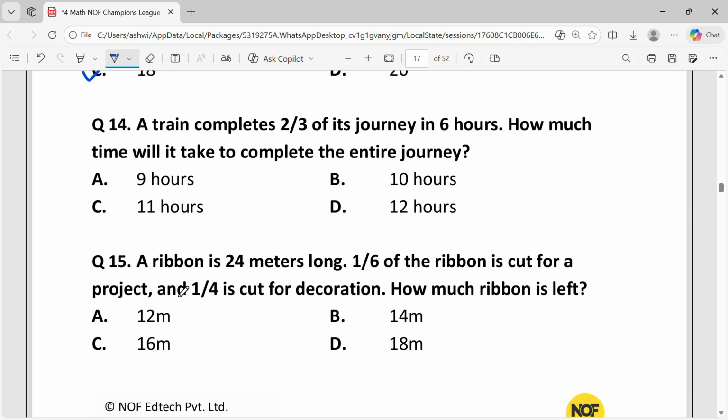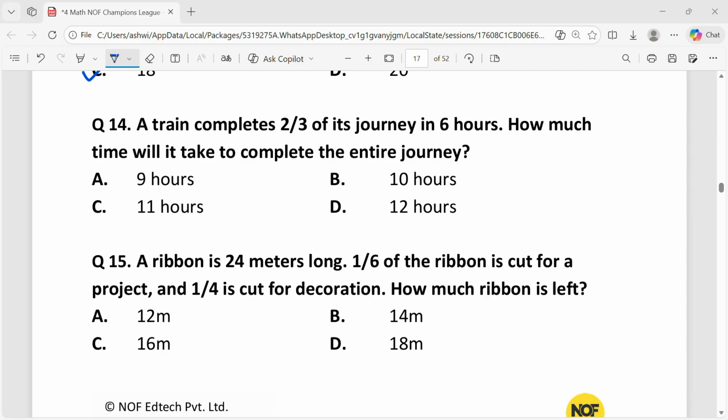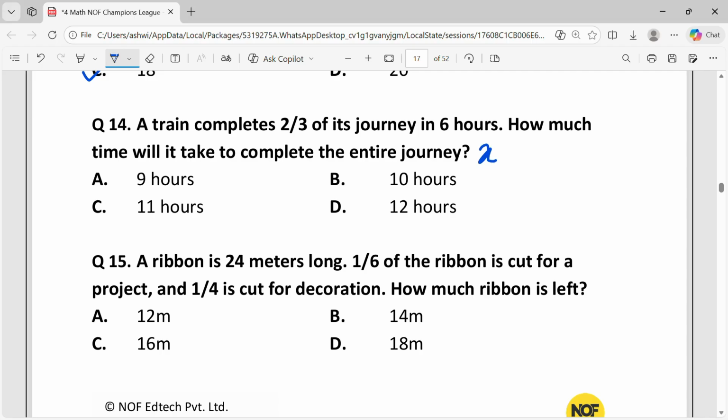Question 14. A train completes two-thirds of its journey in 6 hours. How much time will it take to complete the entire journey? You're given that two-thirds of its journey is 6 hours. Let the total time be x. Two-thirds of x is equal to 6. That is 2x is equal to 18. So x is equal to 9. That is option A, 9 hours.